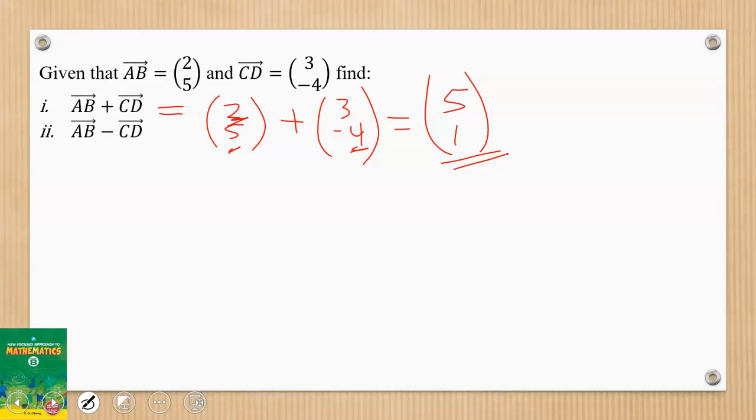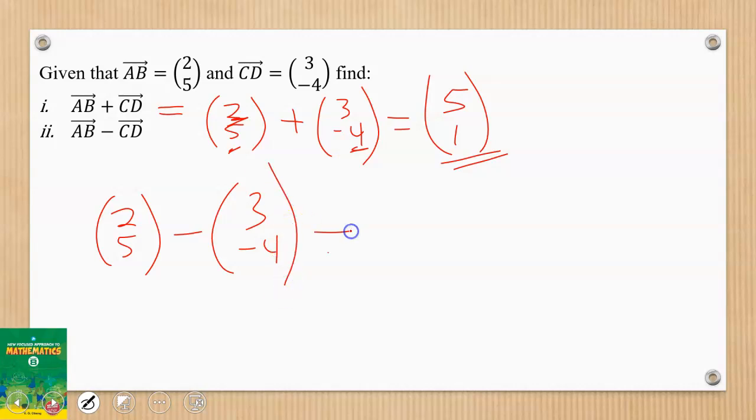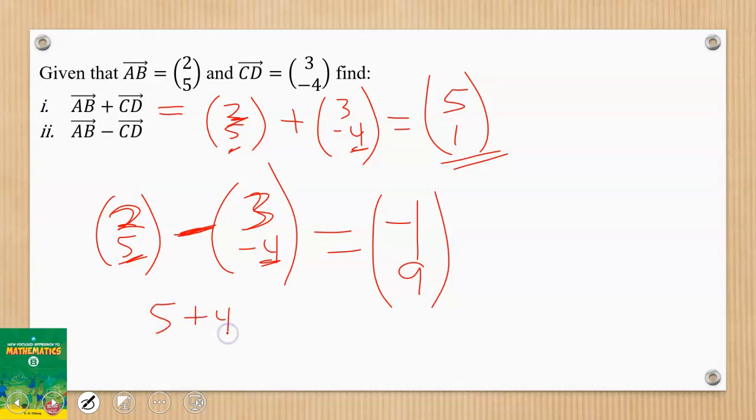The same thing is done with subtraction. We subtract the x components and we subtract the y components. So again, (2, 5) minus (3, -4). 2 minus 3 will give us -1. And then 5 minus -4 will give us 9. I hope that makes sense. 5 minus -4 is more or less 5 plus 4, because the two negatives multiply to give us positive, and so we add and we get this answer.